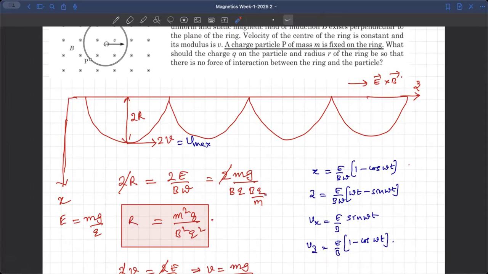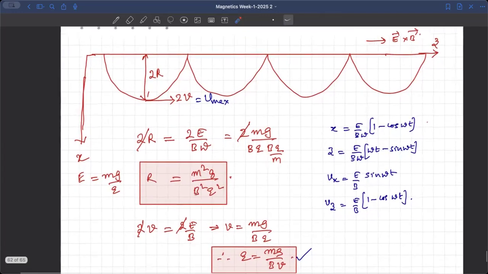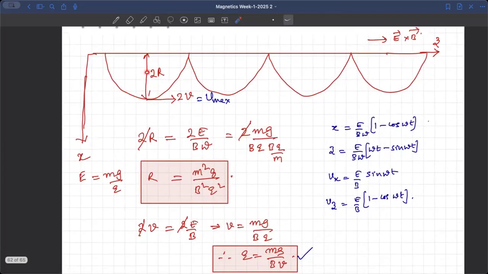E means mg by q. So R, if it satisfies this condition, then this is possible. Similarly, V. Suppose the center has velocity V, then this particular point will have a velocity 2v. That is the maximum. And that 2v is our 2E by B.